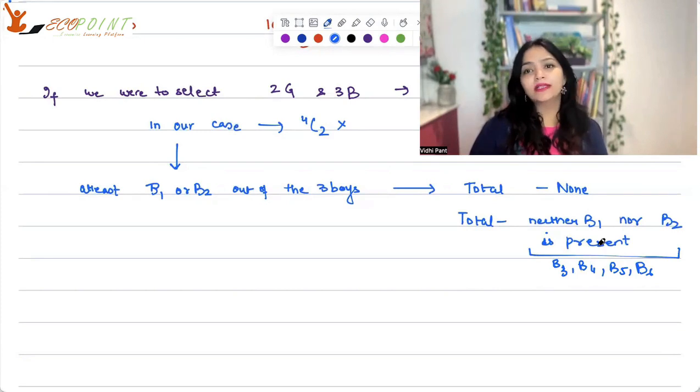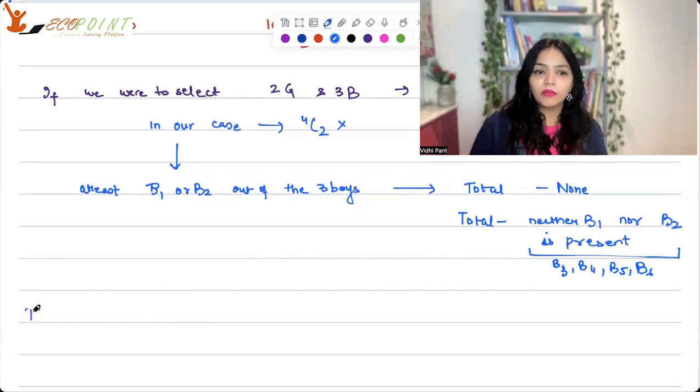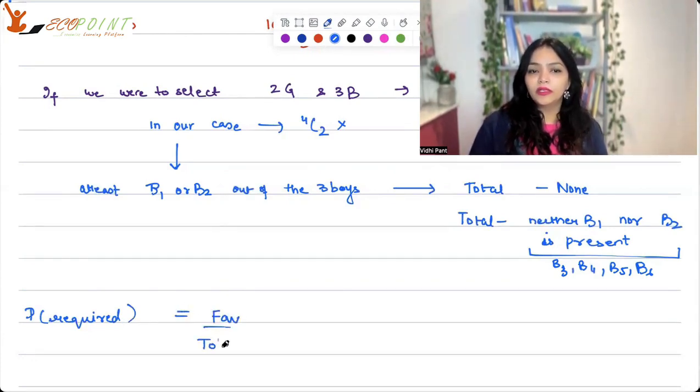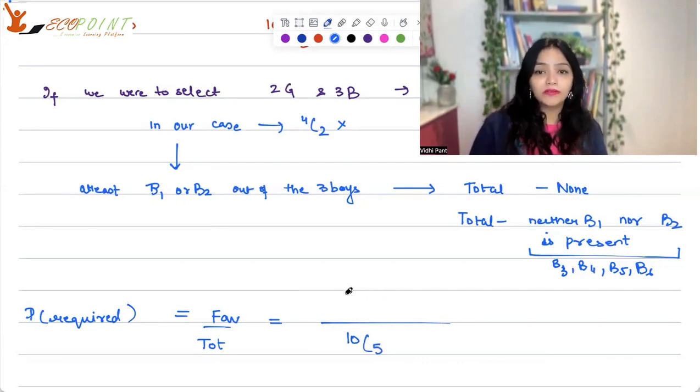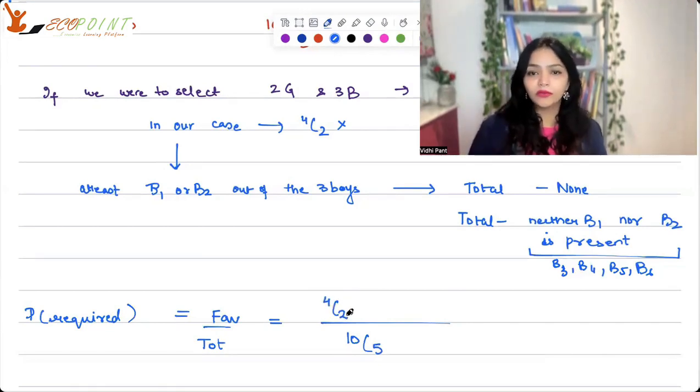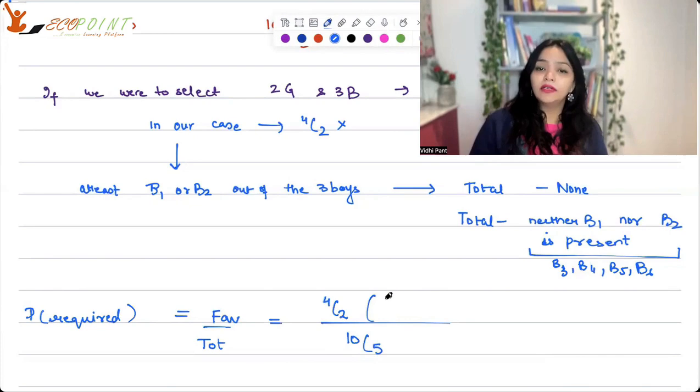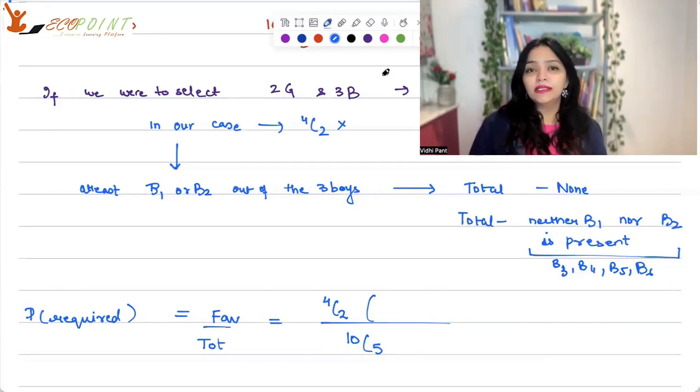So that's not a case that we want. Okay, so which means what will become your required probability? The required probability will be your favorable upon total cases. Total cases we understood, we are doing 10C5. Our favorable case is 4C2, 2 girls out of 4 are coming anyway. Other than that, total minus neither, what will this be?